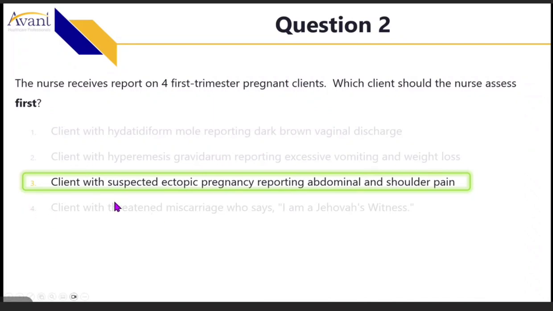The last one is a client with a threatened miscarriage. So they're not actively miscarrying. They had a threatened miscarriage. So they're in the hospital, probably on bed rest. And they say, I'm a Jehovah's Witness. What does that mean, right? What's important about that? Well, that's their faith that they practice. It's an offshoot of Christianity.